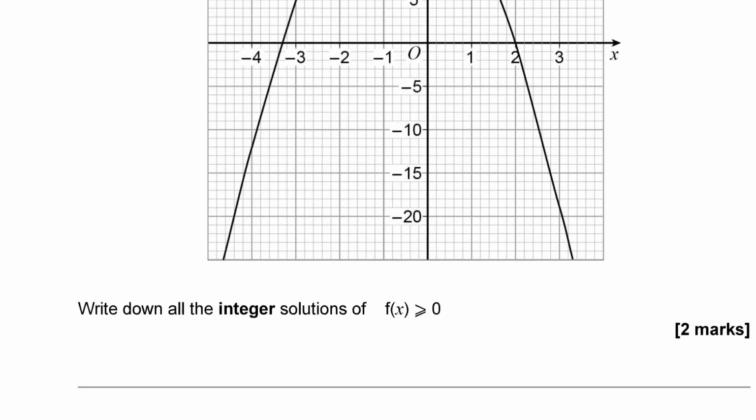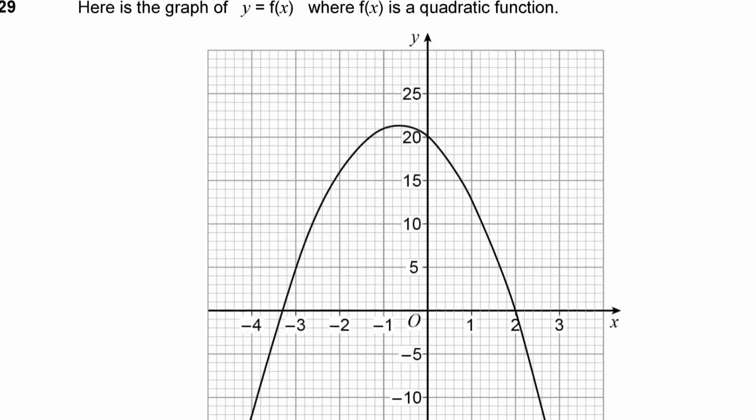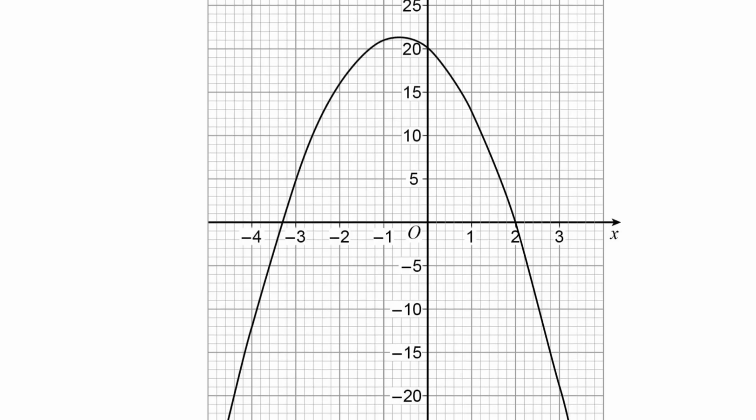Well, what we need to do is write down all the integer solutions of f of x is greater than or equal to 0. Now, if you remember, f of x is this axis, isn't it? So basically, if you're asking where f of x is greater than or equal to 0, you're basically saying where is the function above the x-axis. Now this function is above the x-axis for this part of the curve, isn't it? And it's below outside of that.